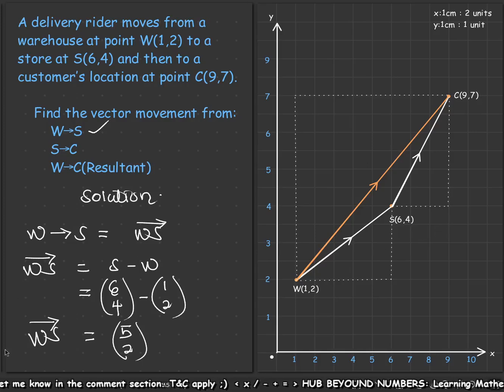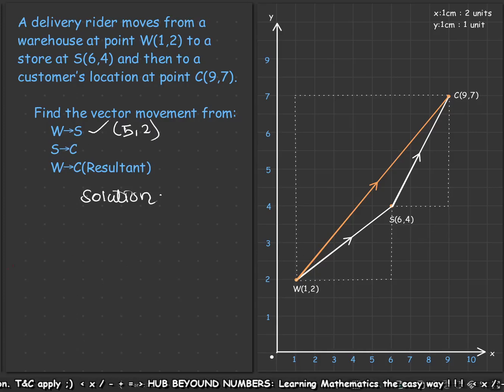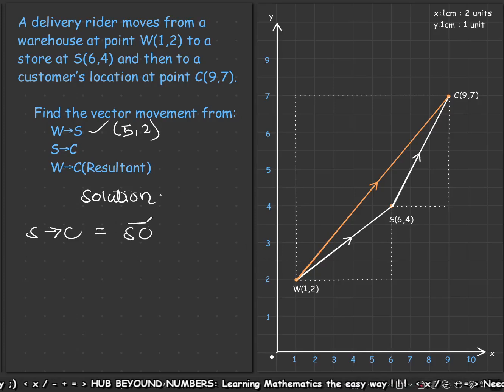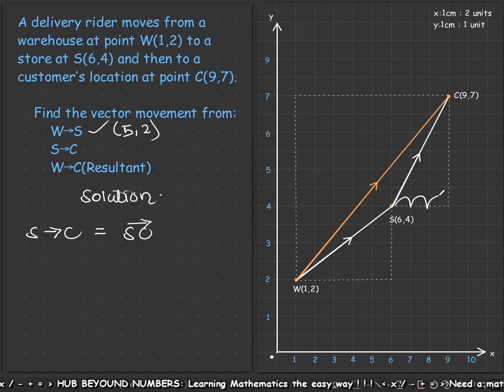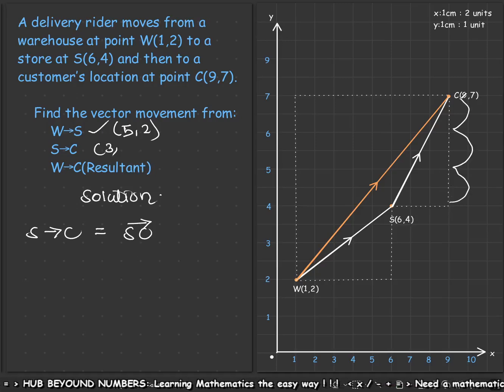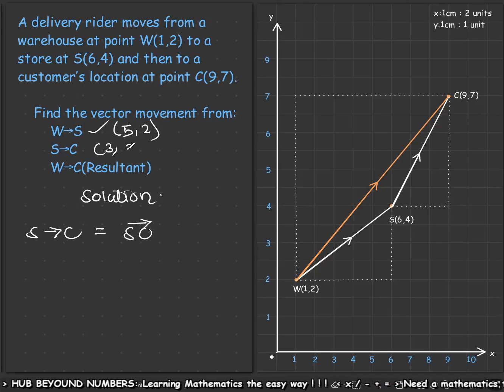Let's look at the second one, that is from S to C. Now, for S to C, what we are going to do this time around is to try it first on the graph so that we see if we'll be getting the expected answer. This is S, and then this is C. So on the x-axis, we are moving 1, 2, 3. You see? So we have 3. Then on the y-axis, we are moving 1, 2, 3. So 3, 3.